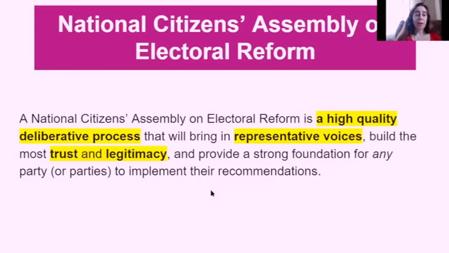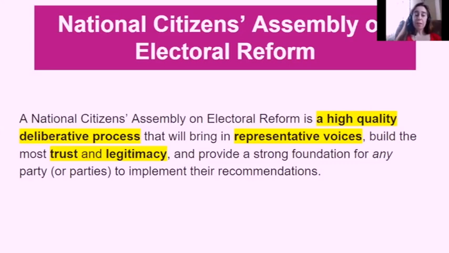So to sum up, a National Citizens Assembly on electoral reform is a high-quality deliberative process. It's like the gold standard process. It will bring in representative voices, people from all walks of life, from all across Canada. It's going to build trust and legitimacy, and that's the key thing. When a parliamentary committee deliberates on electoral reform, often it doesn't have that trust and legitimacy because people see that there are partisan interests at play, and that's how the media portrays it. So it's really hard to say that it has a lot of legitimacy in terms of what they come up with, if they are able to come up with anything.